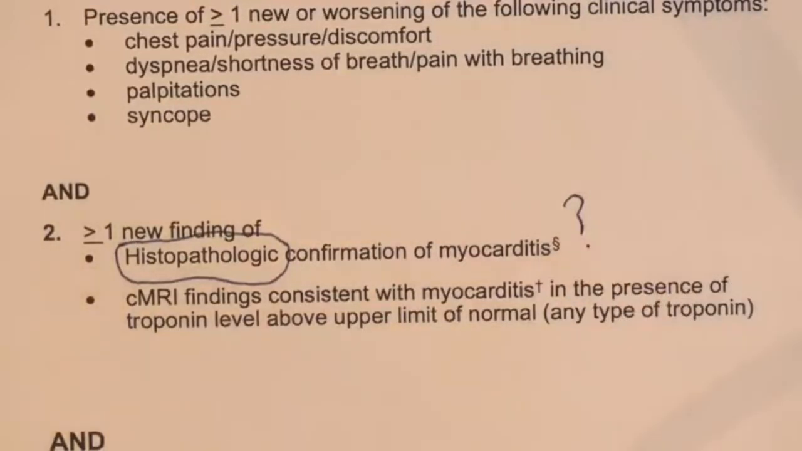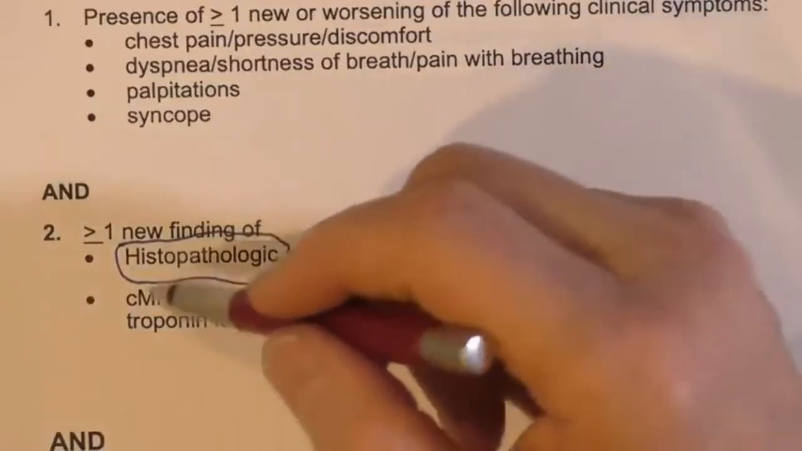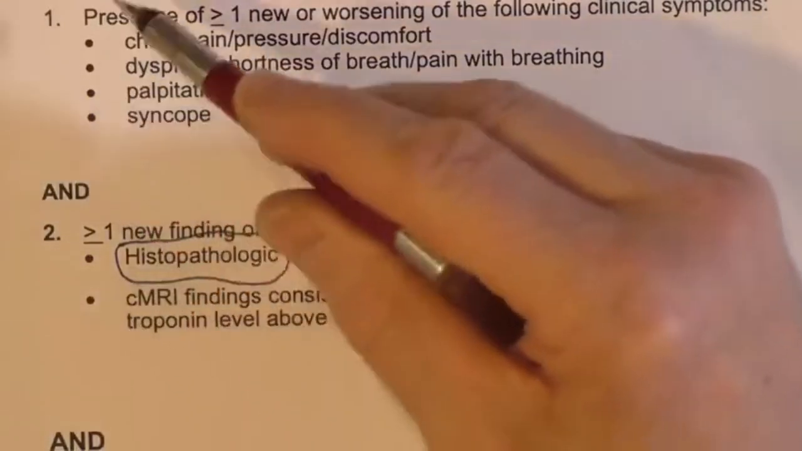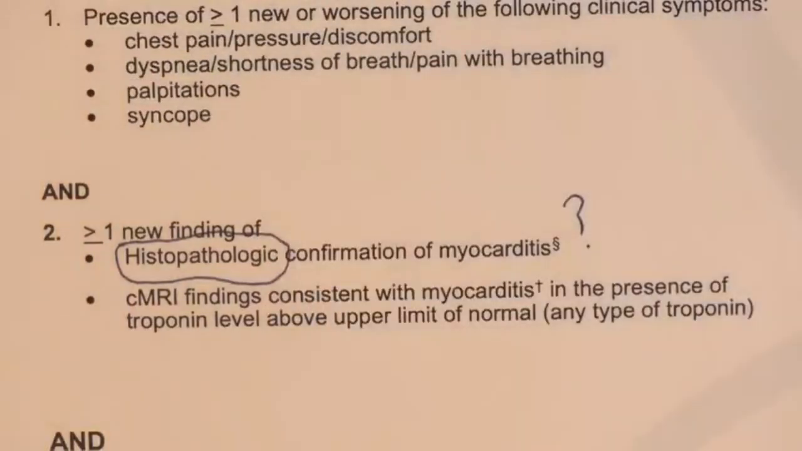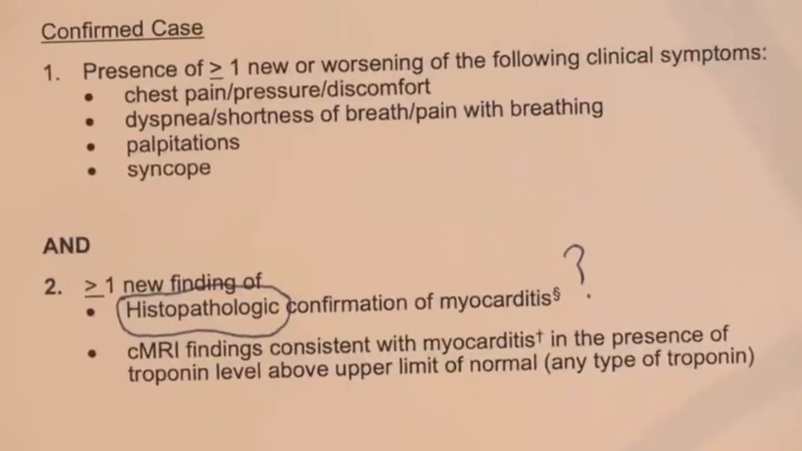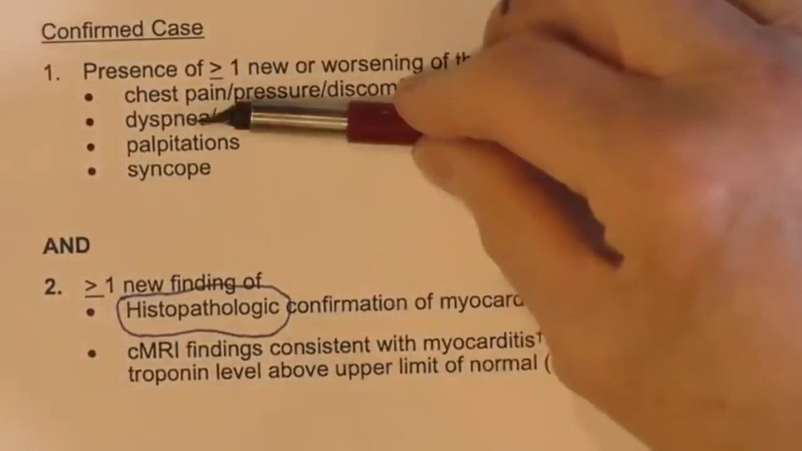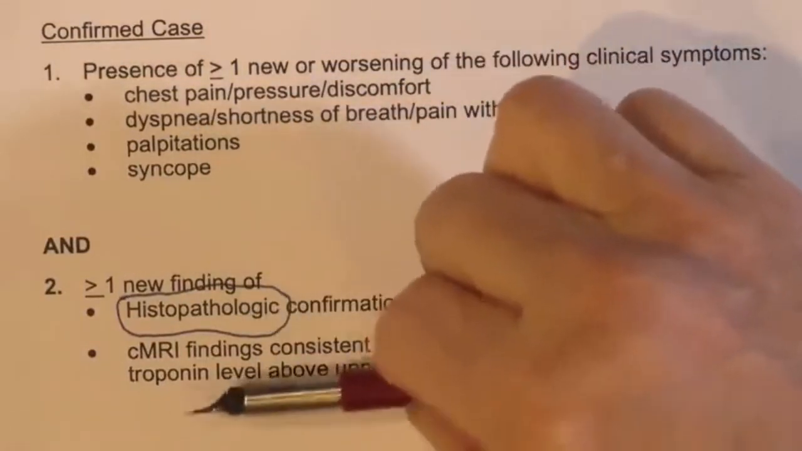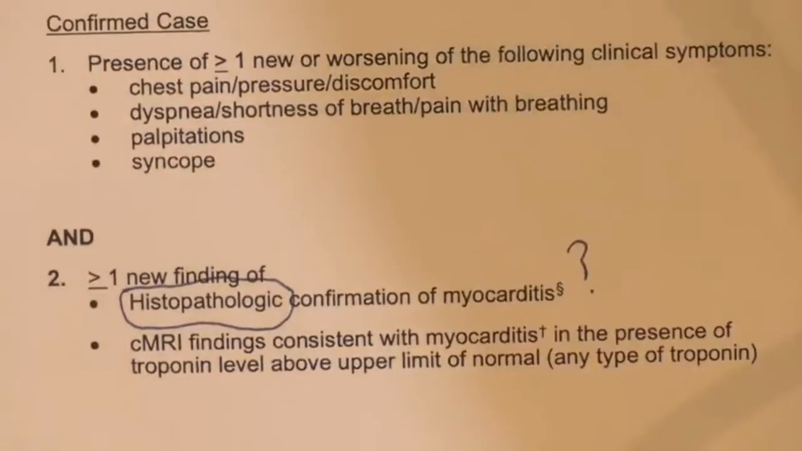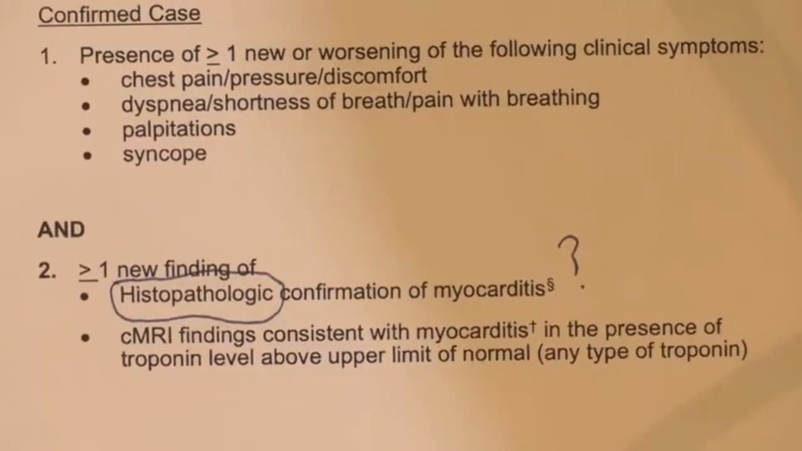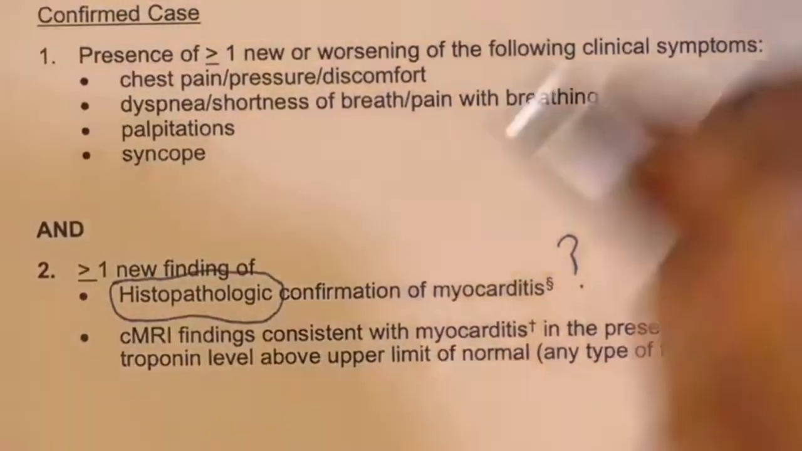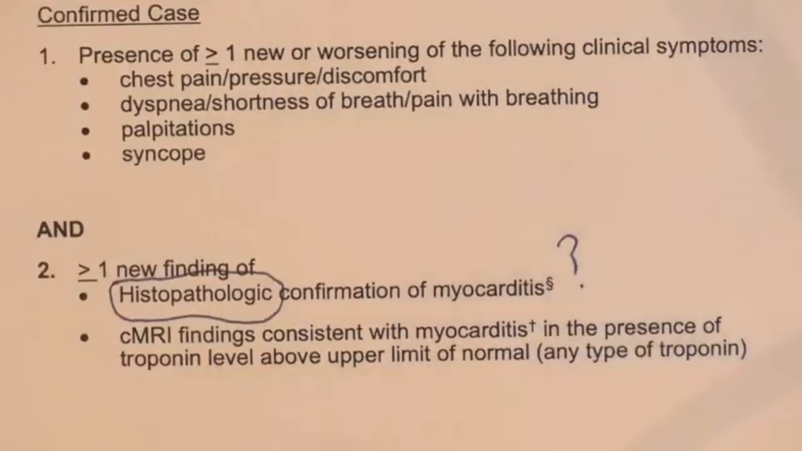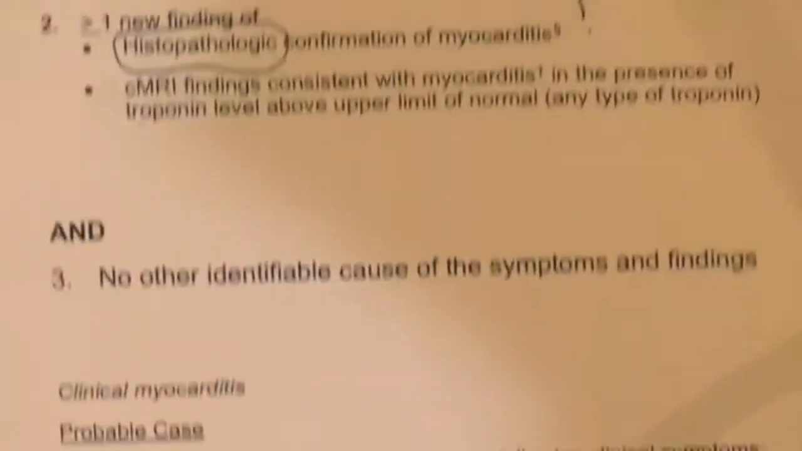But if they didn't have that, which they probably wouldn't, then they would need an MRI. So it's getting quite difficult to be a confirmed case. You have to have the presence of one or more of these, fair enough. But then you have to have that, which will probably never happen, or you have to have an MRI, which can be difficult to obtain. So you have to have a cardiac magnetic resonance imaging finding consistent with myocarditis, and troponins. So they're kind of making it a little difficult, and no other identifiable causes.